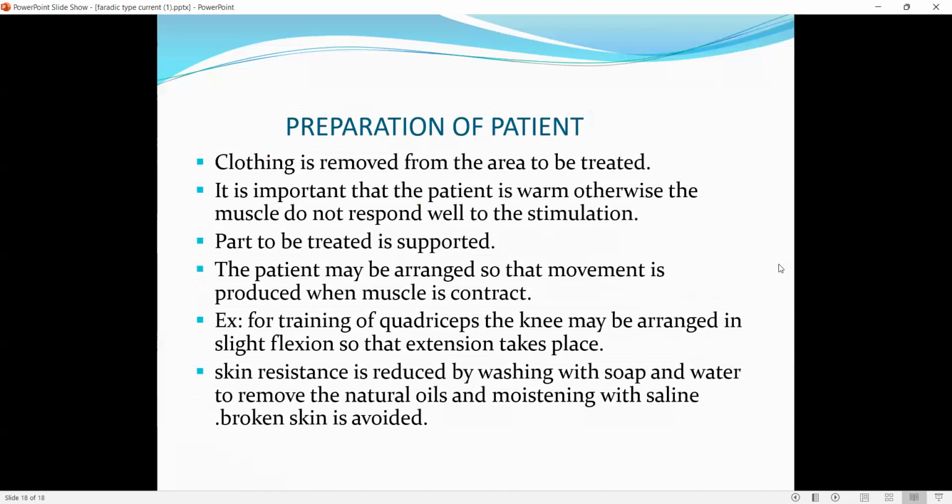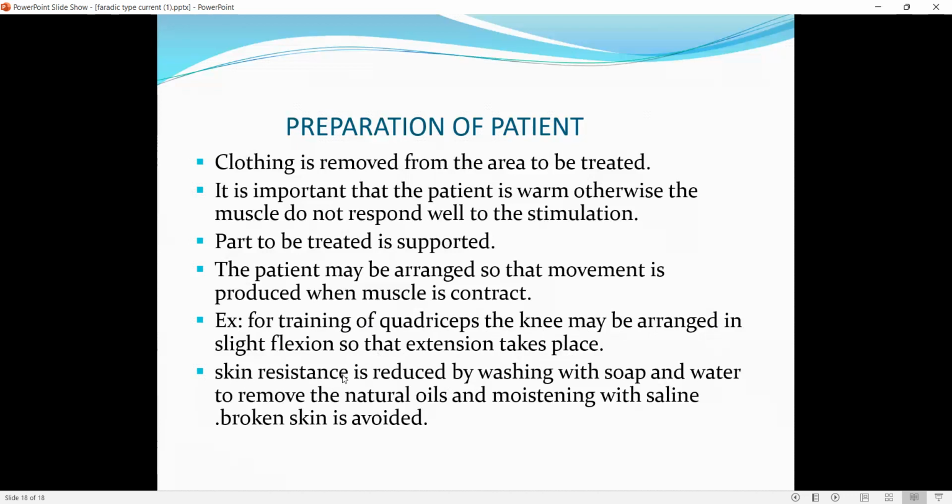Preparation of the patient. Clothing is removed from the area to be treated. It is important that the patient is warm, otherwise the muscles do not respond well to the stimulation. The part to be treated is supported. The patient may be arranged so that movement is produced when the muscle contracts. For training of the quadriceps, the knee may be arranged in slight flexion so that extension takes place.